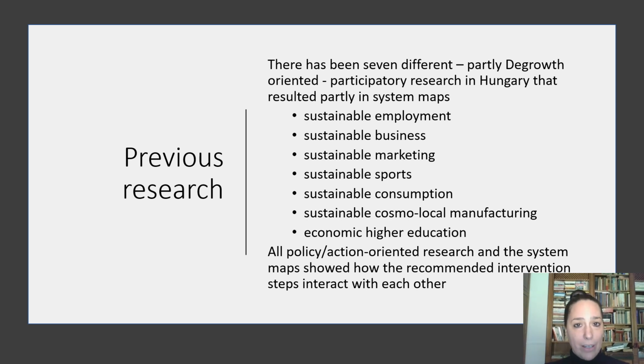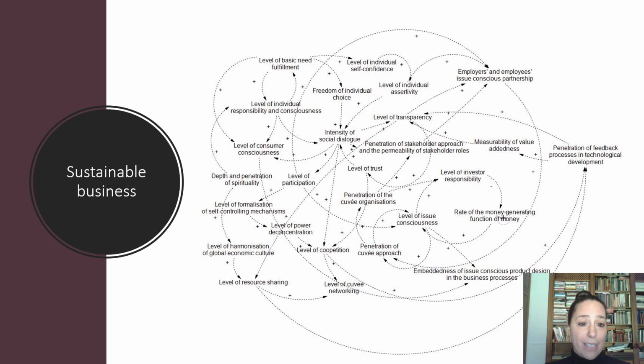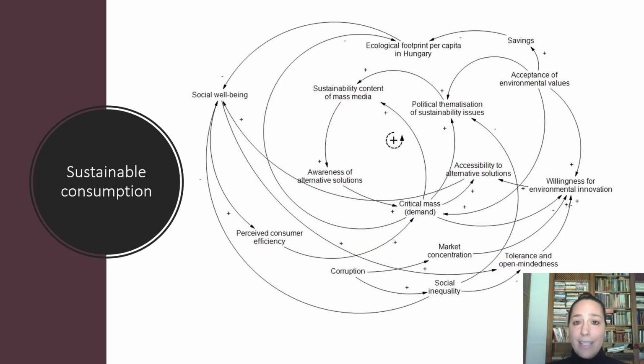interact with each other. So basically, these were the system maps where I had a look at those variables that I found most important in degrowth. Here's the system map for sustainable employment. Here's the system map for sustainable business. And here's the system map for sustainable consumption. These are just an overview of what they look like. And if you want, you can always go back, stop the presentation and have a look at them.